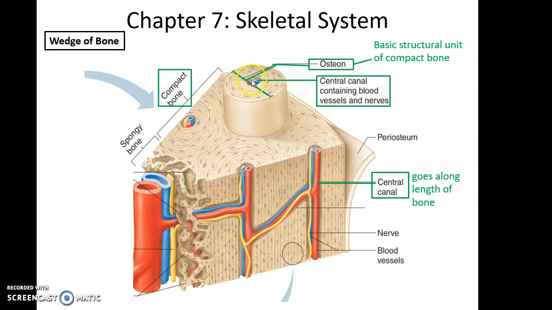Now, in the center of the osteon is an open space called the central canal. And within the central canal are blood vessels and nerves, important for keeping bone tissue healthy. So here we can see a central canal that's been cut in half. We can see the blood vessels and nerves running along the length of the bone, top to bottom.